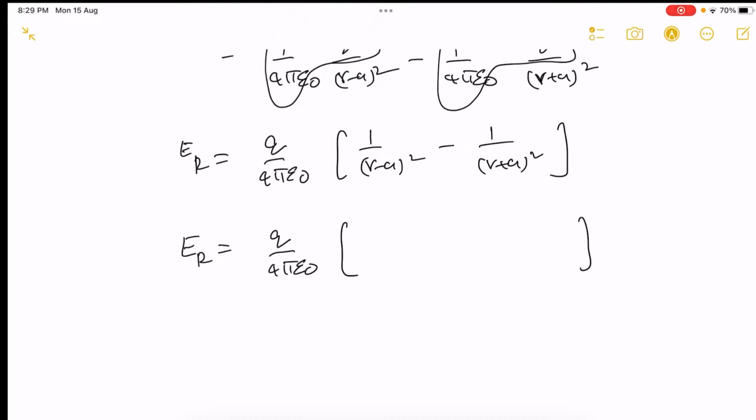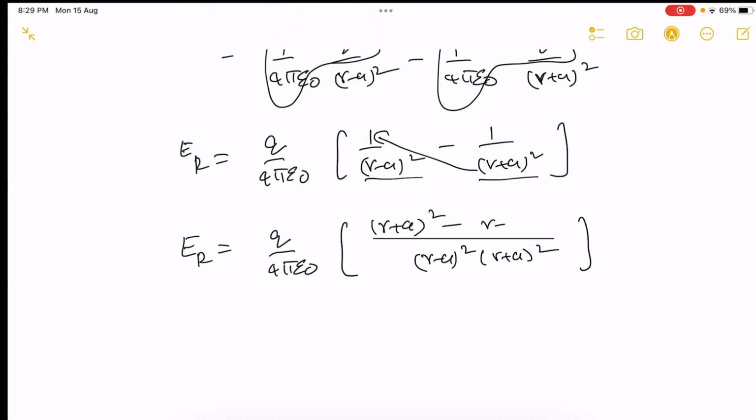So E resultant is q by 4 pi epsilon naught. Look here, what is the LCM? The denominators are two odd numbers, so the LCM is the multiplication of these two, that is r minus a whole square into r plus a whole square. Look here, r plus a whole square into 1, that is r plus a whole square, minus r minus a whole square. E resultant is equal to q by 4 pi epsilon naught.